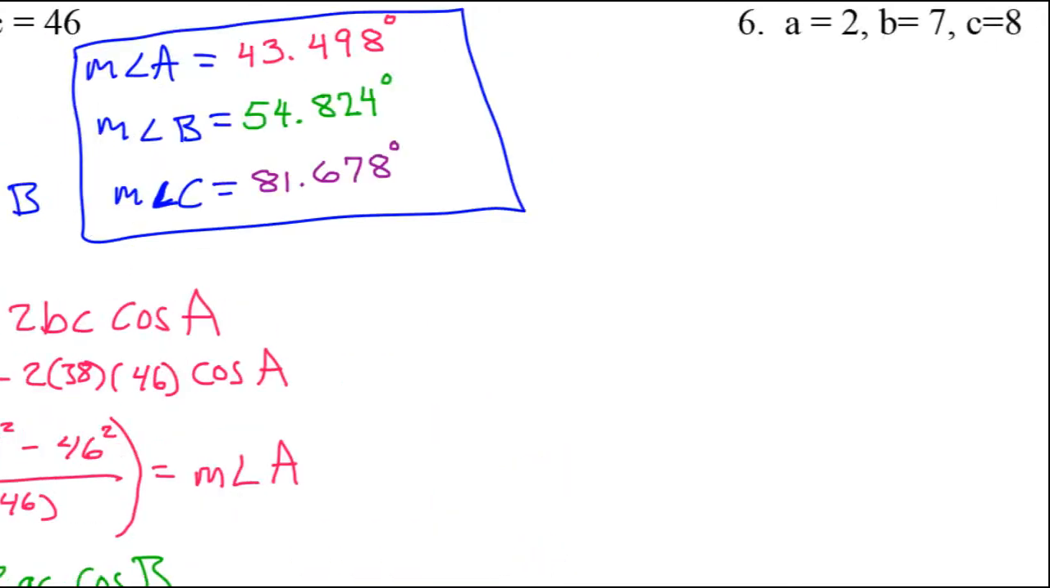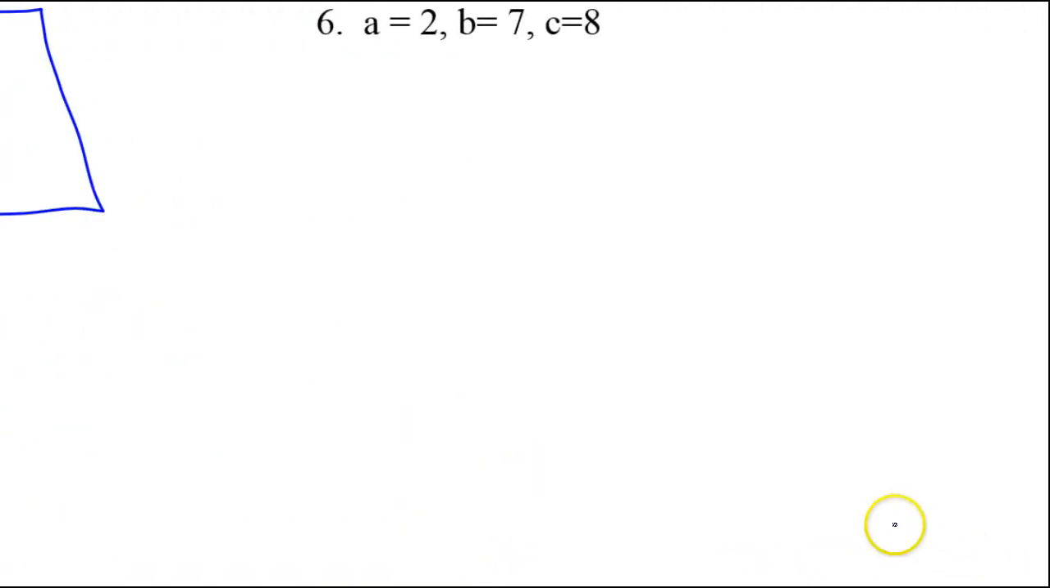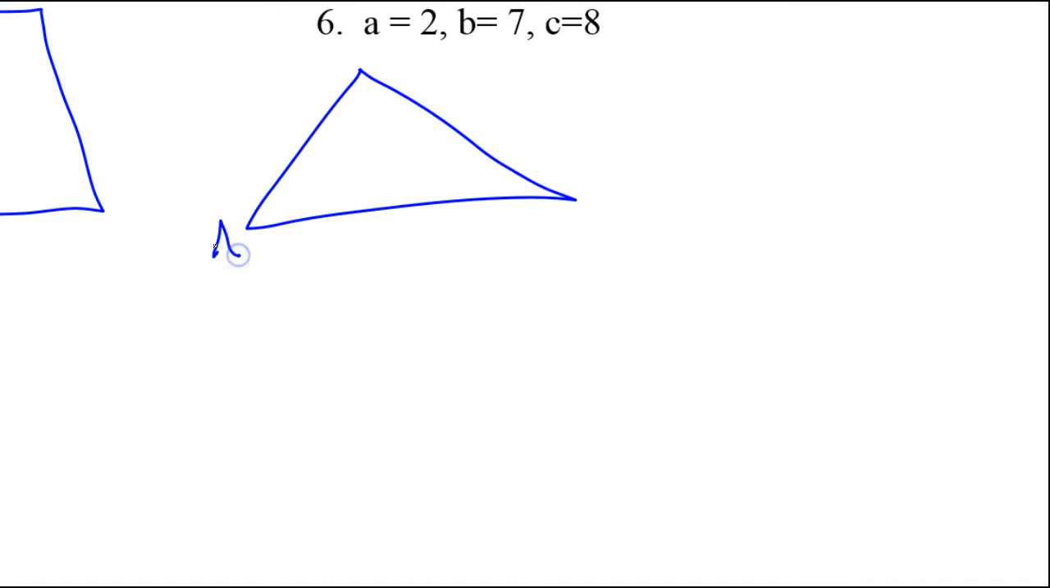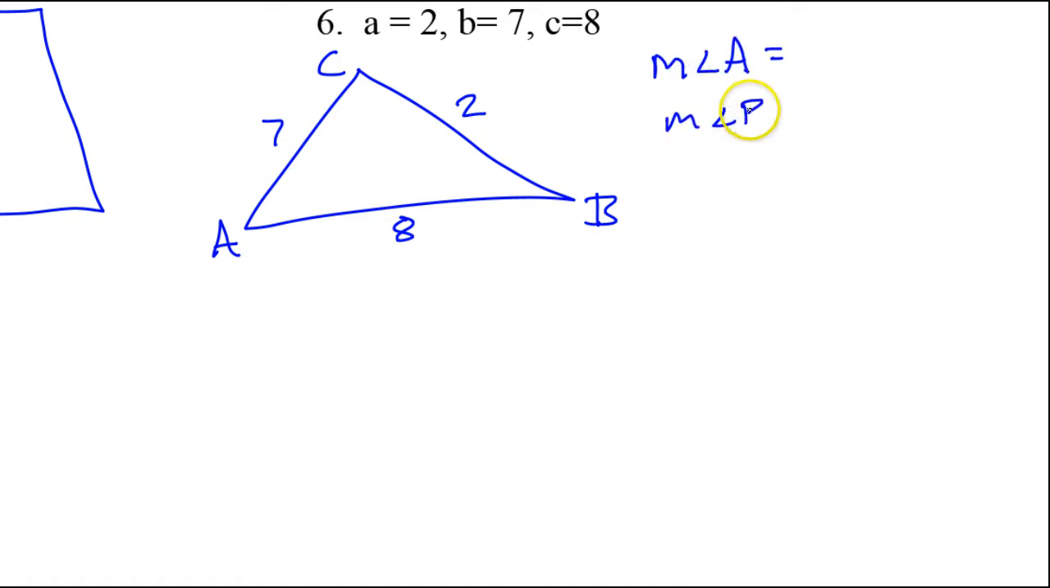Alright, let's do one more. For this video, let's go ahead and solve triangle number 6. I could draw a diagram of this, even though the side ones are pretty boring. Alright, angle A, angle B, angle C. And here we have side A is 2, and side B is 7, and side C is 8. So, of course, that means we need to find the measure of angle A, the measure of angle B, and the measure of angle C.